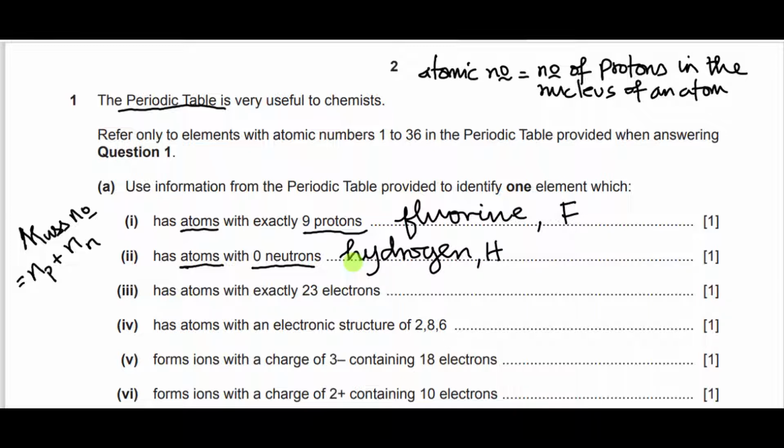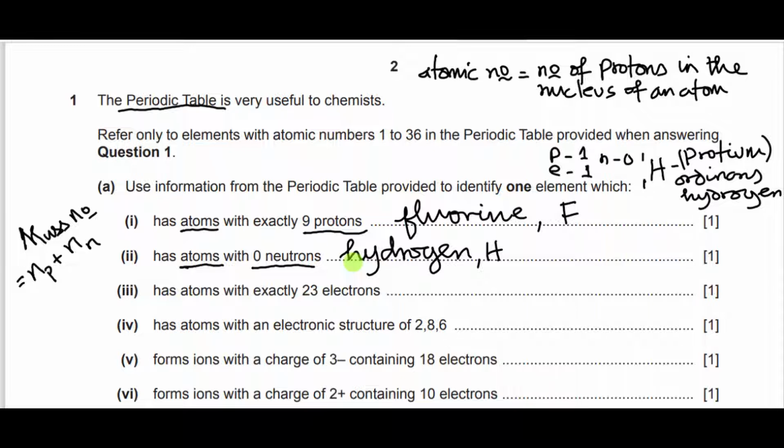Note that hydrogen-1, H-1, which is also known as protium, or ordinary hydrogen, is the only atom with an incomplete set of subatomic particles, because here it has 1 proton, it has 1 electron since it is an atom, but it has no neutron. It has no neutron.